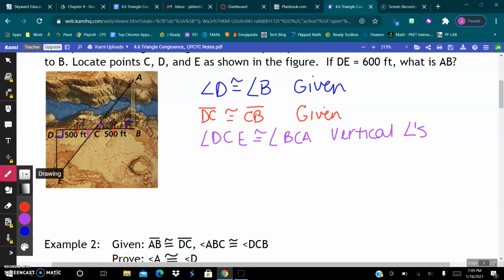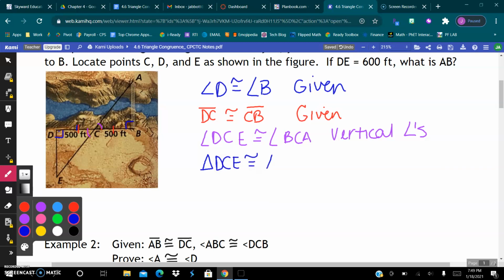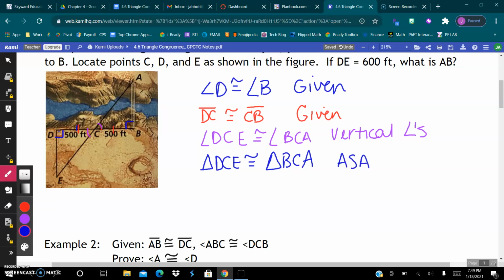And then if you look here, we have angle, then a side, and then an angle. So we can say that these two triangles, so triangle DCE is congruent to triangle BCA because of side, angle, no, sorry, messed that up, angle, side, angle. And we didn't talk about this part up here. DE is 600 feet. It says what is AB?